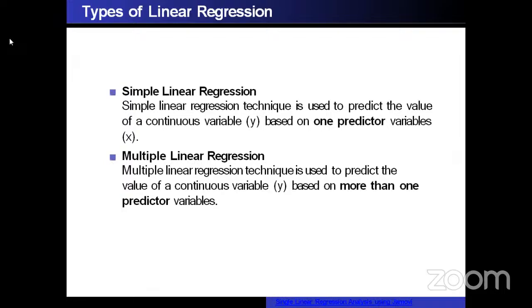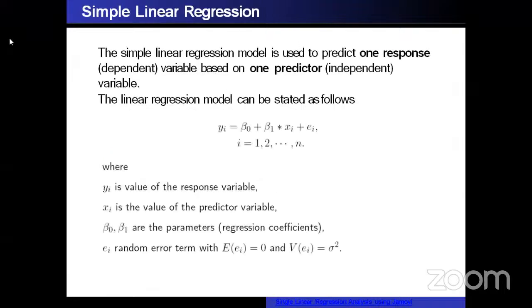Simple linear regression is used to predict the value of a continuous variable y based on one predictor variable x. Multiple linear regression is used to predict the value of a continuous variable y based on more than one predictor variable. One predictor variable means simple linear regression; more than one predictor variable means multiple linear regression.